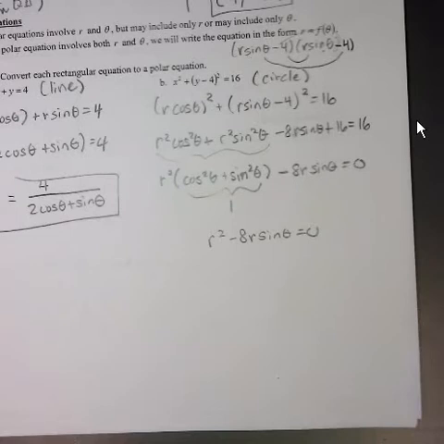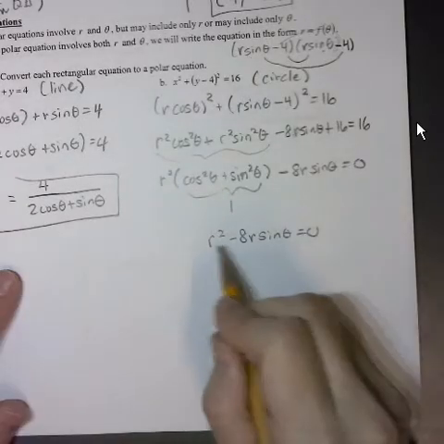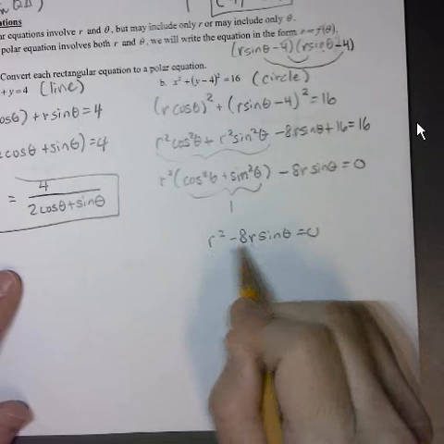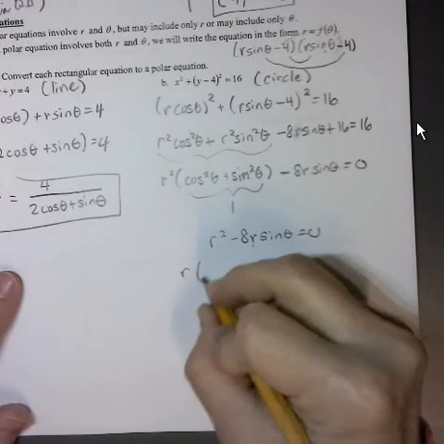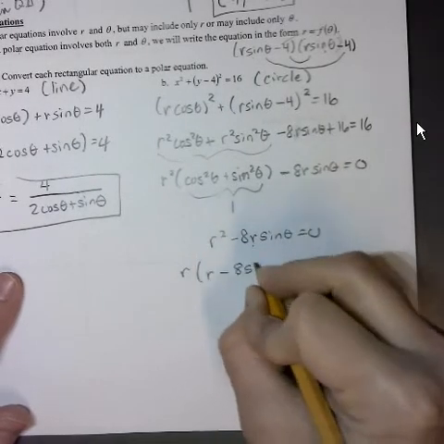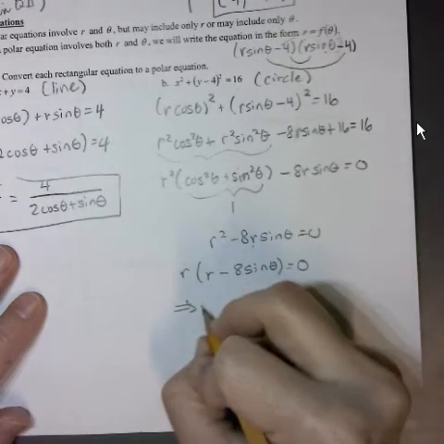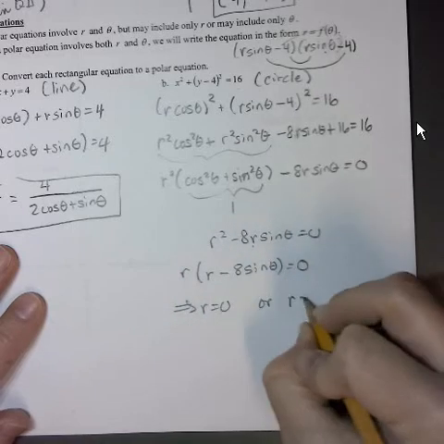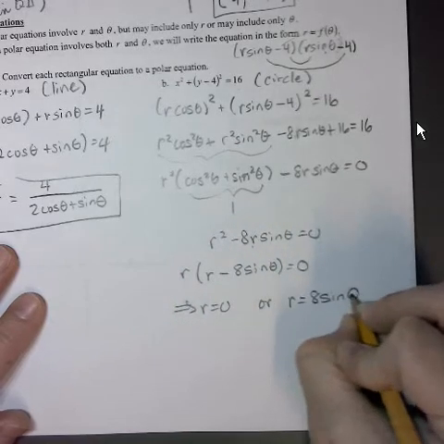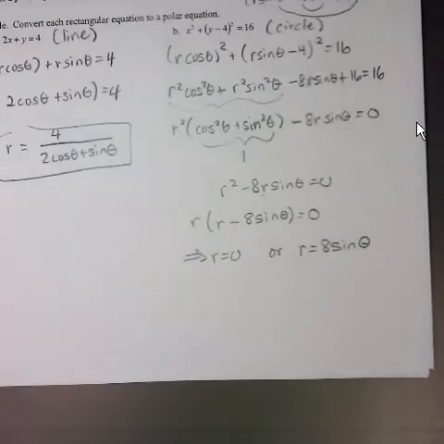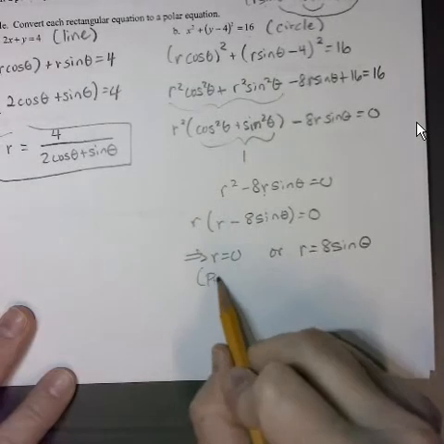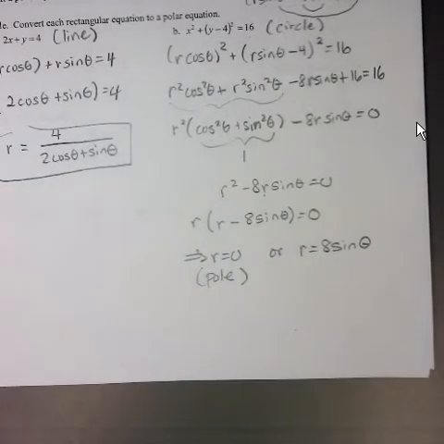And this is a factoring problem now because r is in both. We want to isolate r, so we've got to factor out r. And we're left with r times (r minus 8 sine theta) equals 0. So r equals 0 or r equals 8 sine theta. So there's two equations. This is just the pole, r equals 0, or the origin, I mean. Theta is not involved, so this is just the point (0, 0).